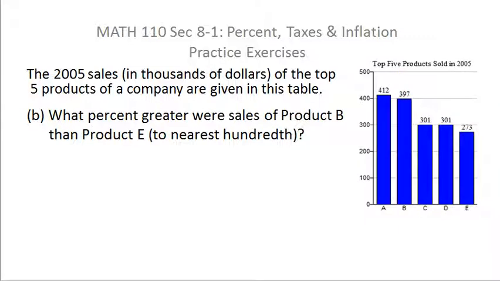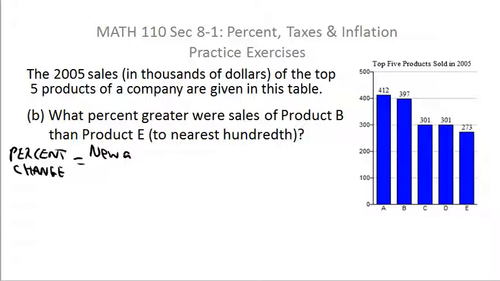Okay, second question. What percent greater were sales of product B than product E? And again, we want our final answer to be rounded to the nearest hundredth. This is percent greater, so that has to do with the percent change formula that we talked about earlier. Now, just to remind you, the percent change formula.